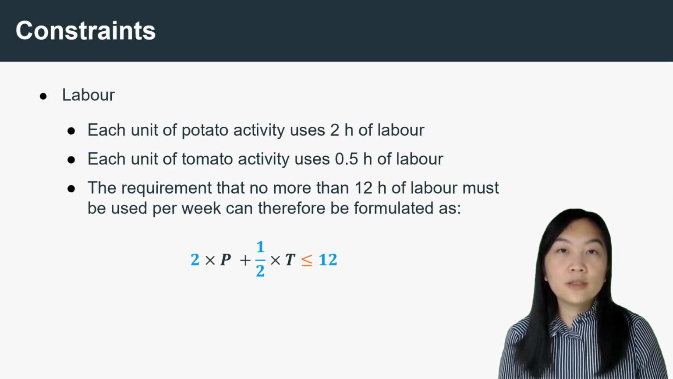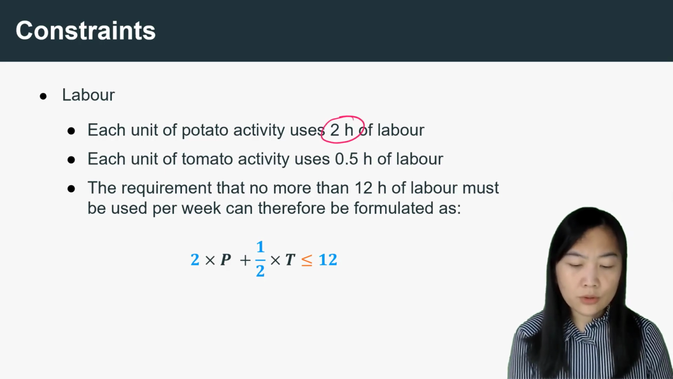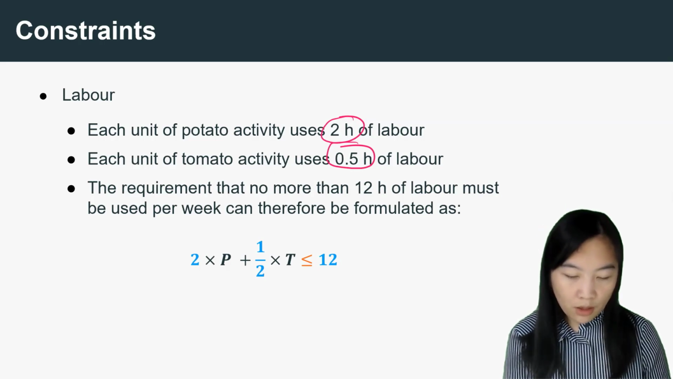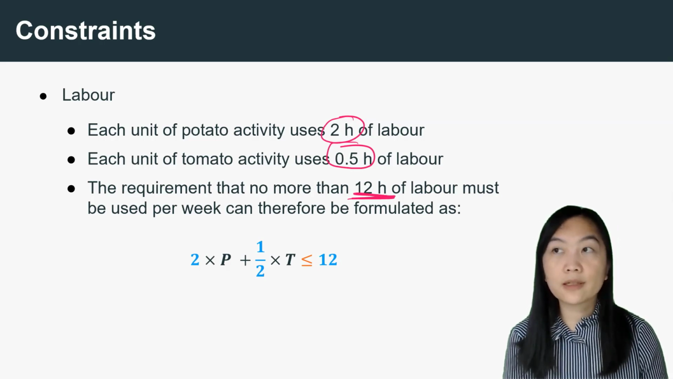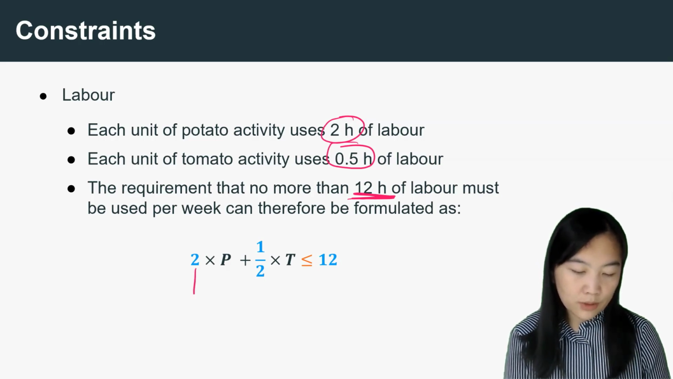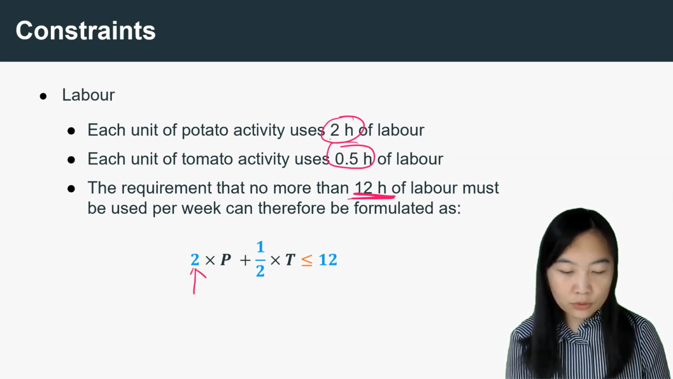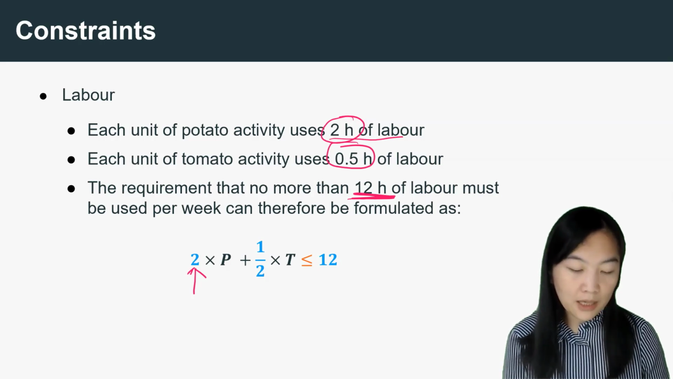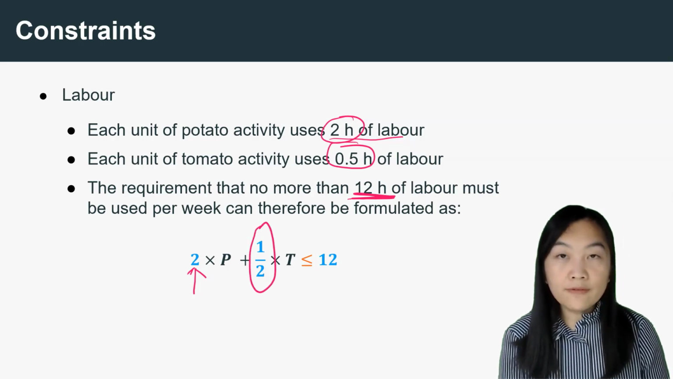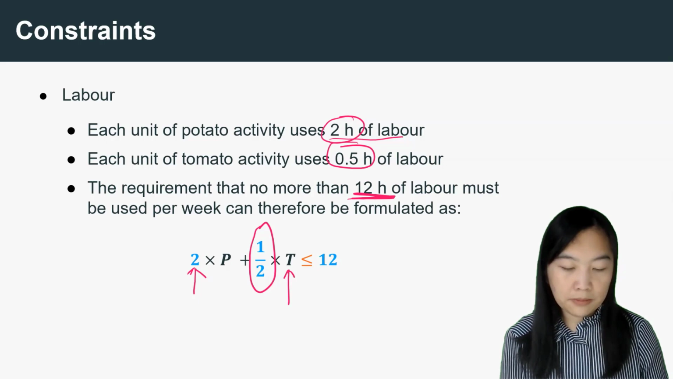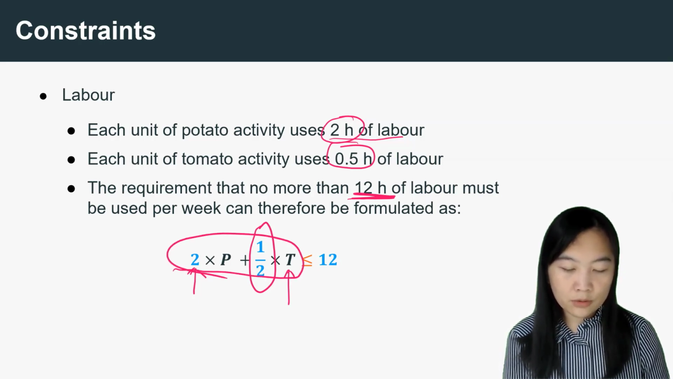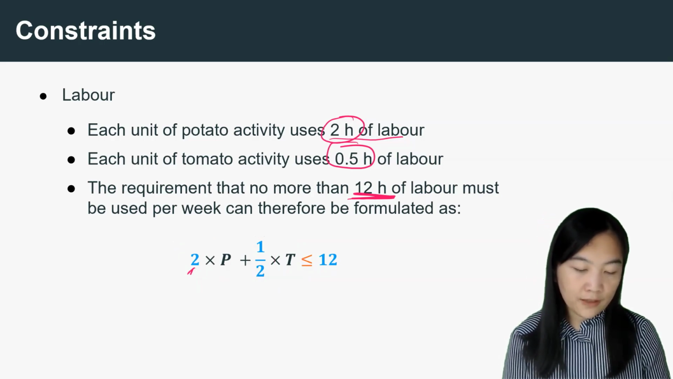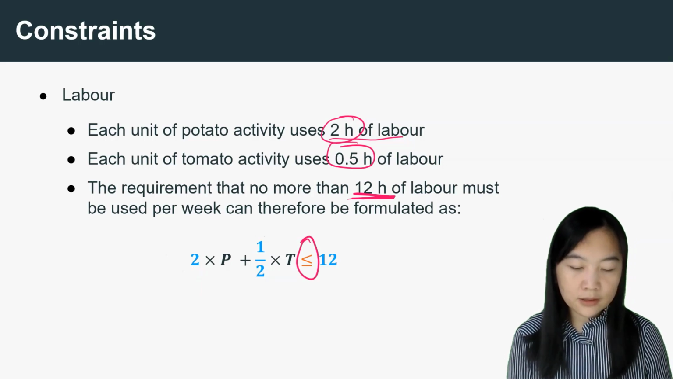A third constraint here is labor. Each unit of potato takes 2 hours, and each unit of tomato 0.5 hours. There is a total of 12 hours. So the constraint here is 2, for potato, 2 hours of labor for each hectare of potato, and half an hour of labor for each hectare of tomatoes. And if you sum those 2, there is a total of 12 hours of labor available.